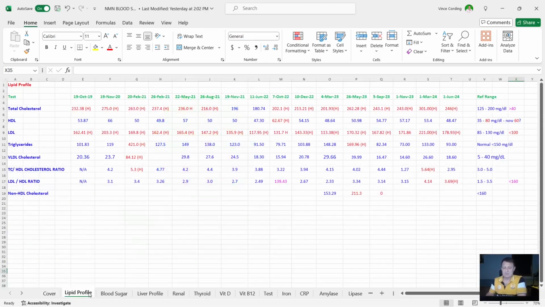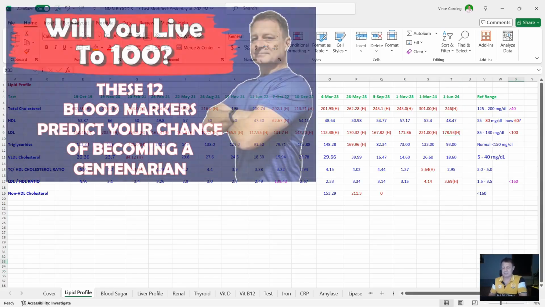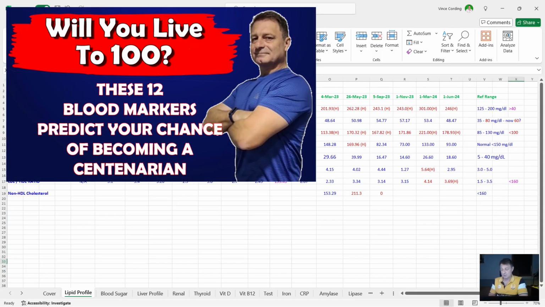So you can see here that it's much the same as it always is. My total cholesterol is high, as is my LDL. Now, if you watch my last video about the chances of reaching the age of 100, you'll note that the 33,000 Swedes that were followed had a higher chance of reaching the age of 100 if they had high total cholesterol and high iron. My total cholesterol is high, over the 200 they recommend, because my LDL is high.